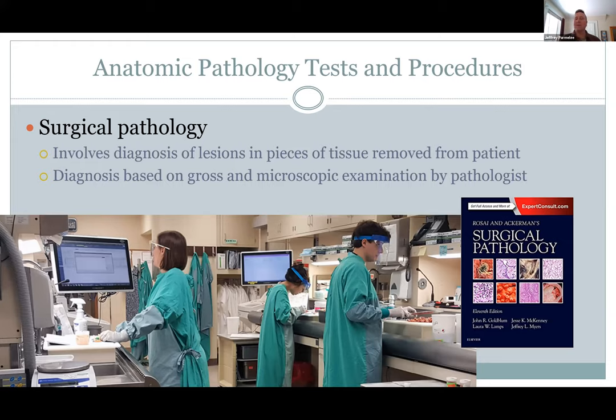All right, we'll look at some other tests that'll be done. So anatomic pathology tests. Surgical pathologists, let's say a person is getting some skin cancer removed from a piece of skin, and they will be in surgery.